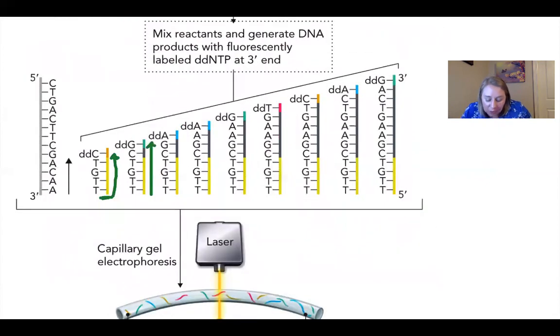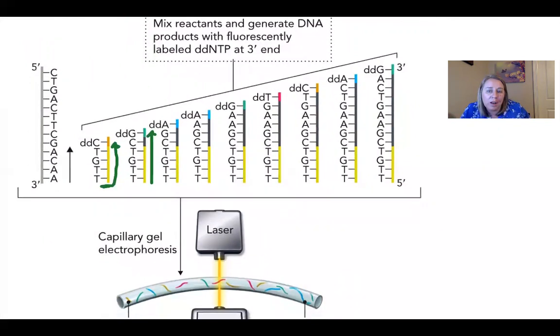And so what you end up with when you do this is a range of sizes, and they're going to vary by one nucleotide. So you're going to have a bunch that are only 2 nucleotides long, then a bunch that are 3 nucleotides long, a bunch that are 4 nucleotides long. Because that polymerase can't tell the difference between your dNTPs and your ddNTPs, it's going to incorporate them just as easily into the growing DNA strand.